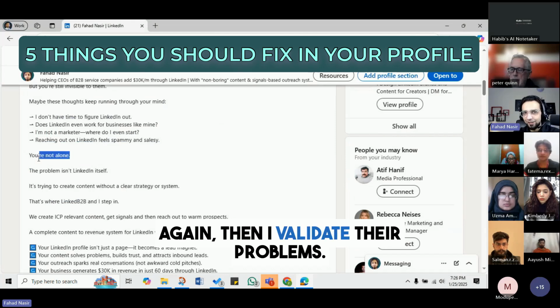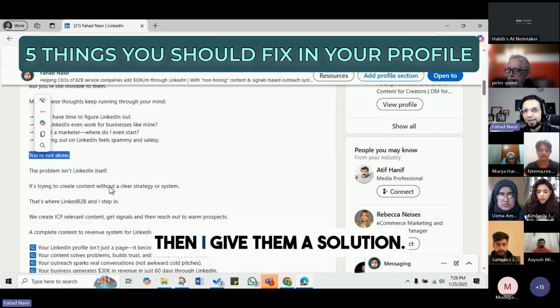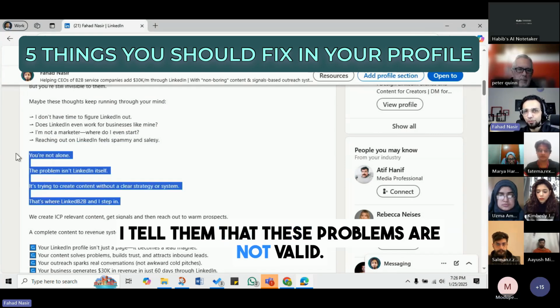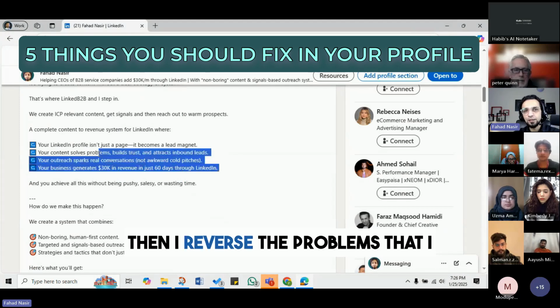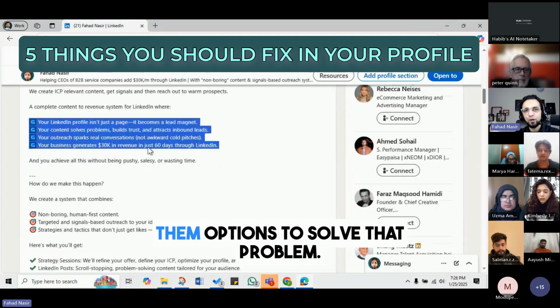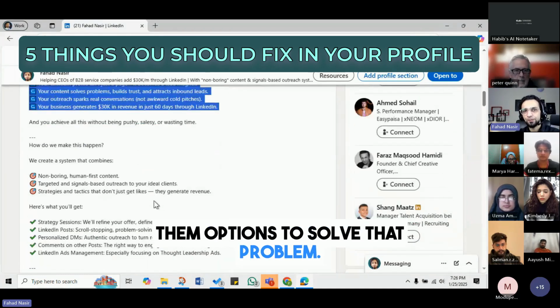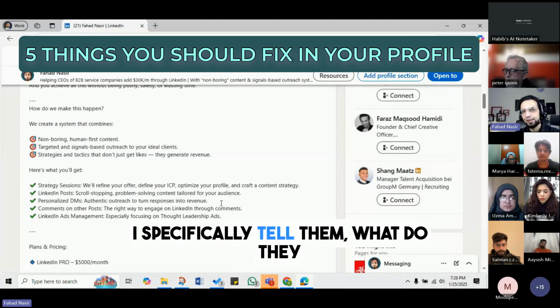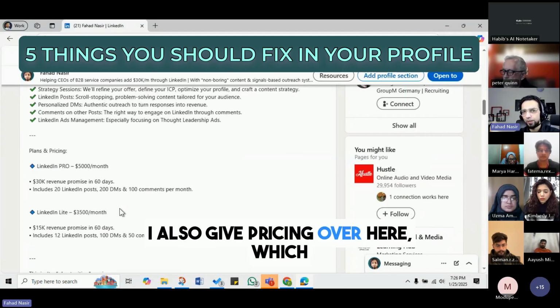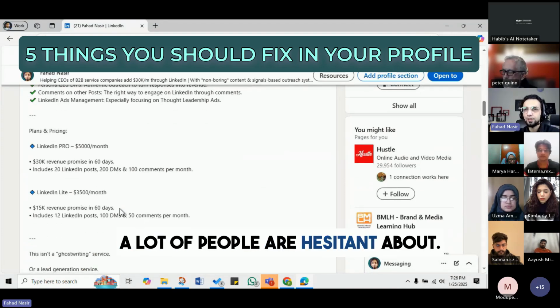Again, then I validate their problems. Then I give them a solution. I tell them that these problems are not valid. Then I reverse the problems that I mentioned over here essentially, and I give them options to solve that problem. I specifically tell them what they get when they work with me. I also give pricing over here, which a lot of people are hesitant about.